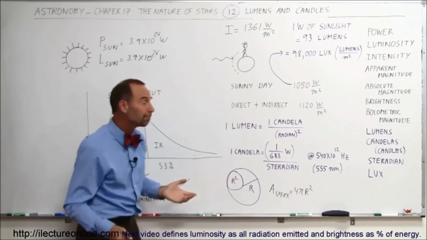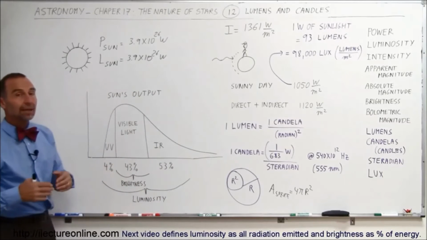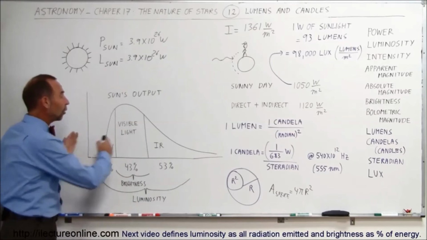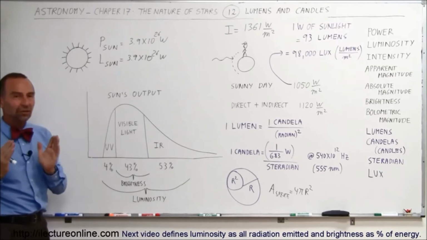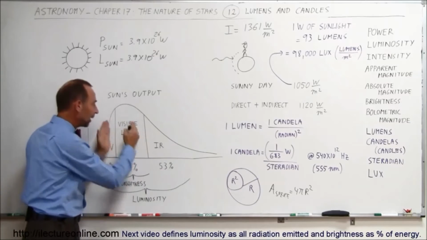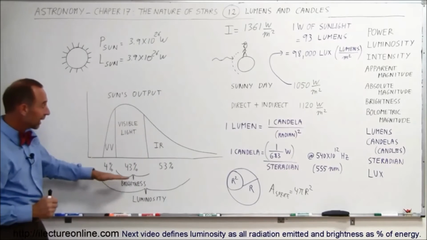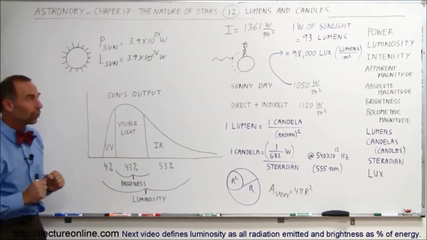So summarizing, again, the luminosity of a star is all the energy a star puts out. The brightness of a star is only the visible light portion that the star puts out. In the case of the sun, only 43% of the total.